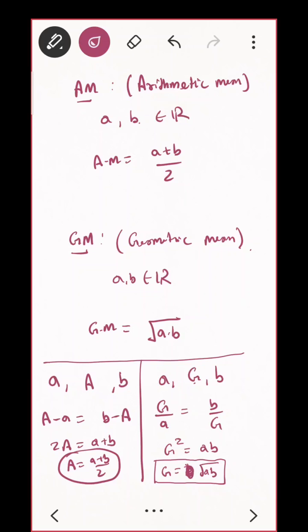Can somebody tell me when this A and G will be the same? What is the condition when A and G will be the same? That capital A and capital G I'm talking about. They are representing the means. When do we say arithmetic and geometric mean are the same? If and only if. What do you see? What do you think? Maybe I'll write it as a theorem. a and b I'm taking as positive real numbers. Okay.